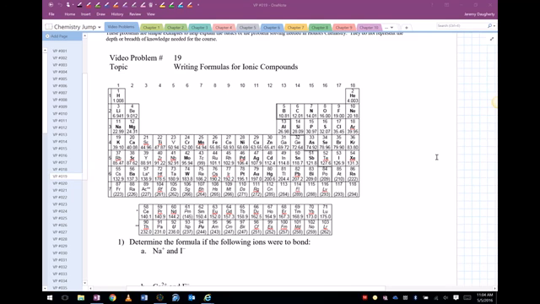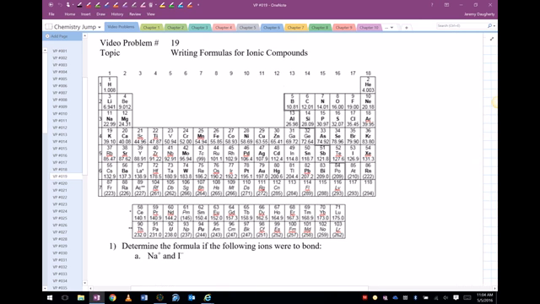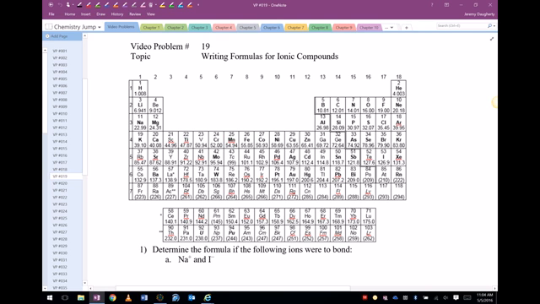Number 19, you're writing formulas for ionic compounds. Let's go ahead and get started. There are certain ions that you need to have memorized, certain groups. For instance, group 1 is going to form a positive 1 ion. Group 2 is going to form a positive 2 ion. Just aluminum is going to form positive 3. Everything else you either have to memorize or figure it out.